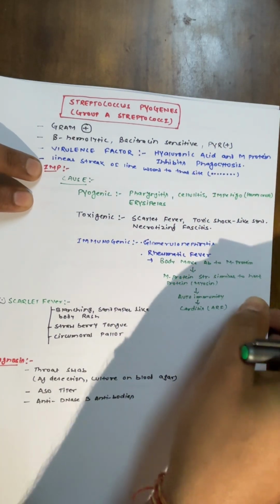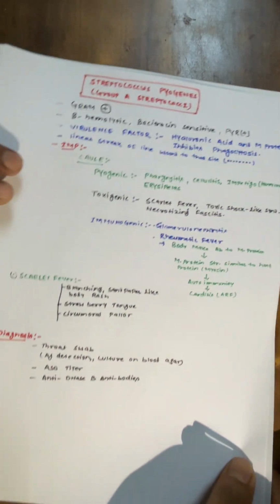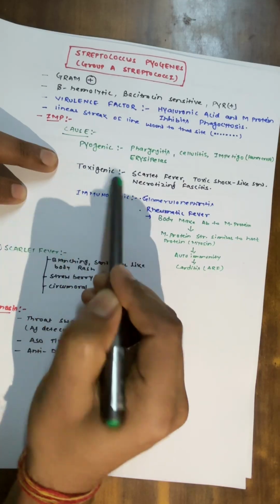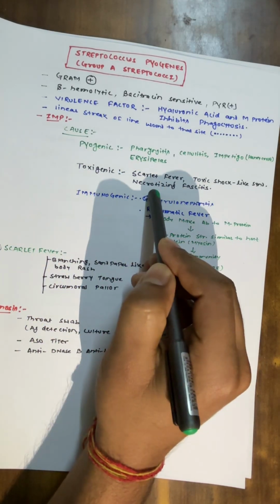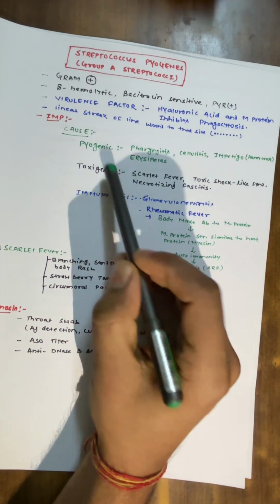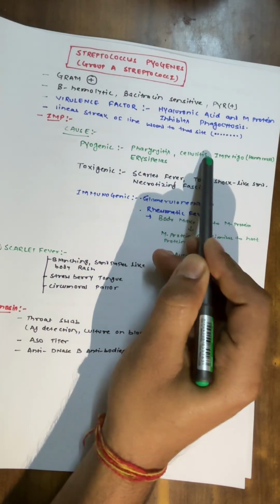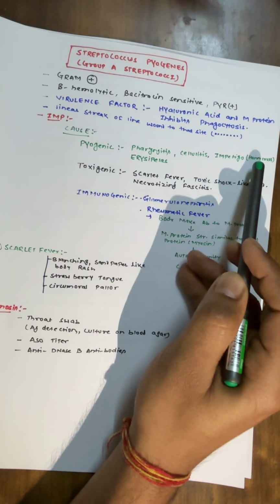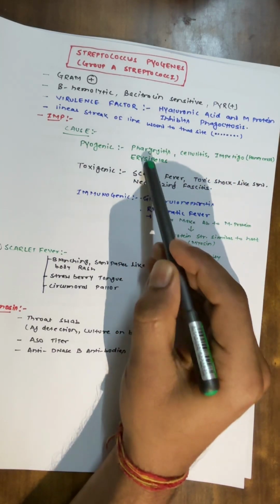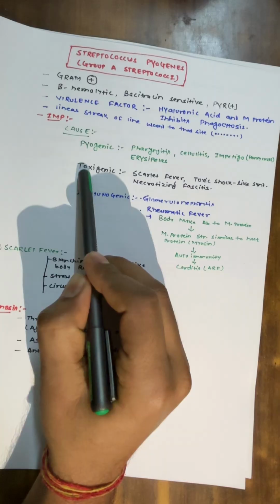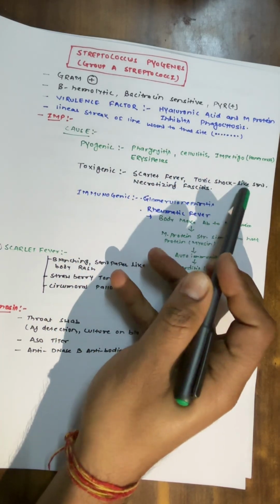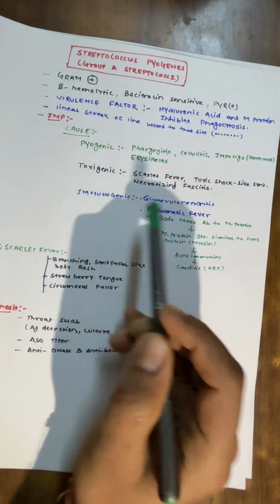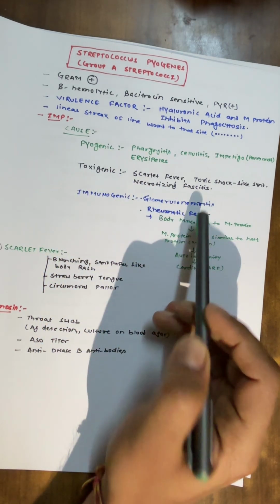Now, talking about the disease manifestations, it mainly causes a pyogenic group, a toxigenic group, and an immunogenic group. We'll talk about them one by one. In pyogenic, it causes pharyngitis, cellulitis, and impetigo. Whenever you see impetigo, always remember the classic term, honey crust. And then erysipelas. In toxigenic, it causes scarlet fever, toxic shock-like syndrome, and necrotizing fasciitis. And in immunogenic, it causes glomerulonephritis in the kidney, then rheumatic fever.